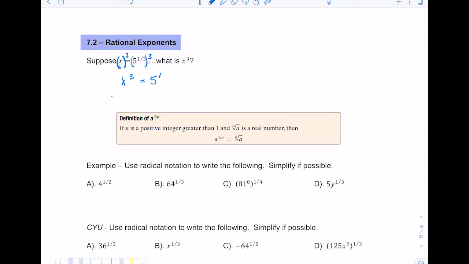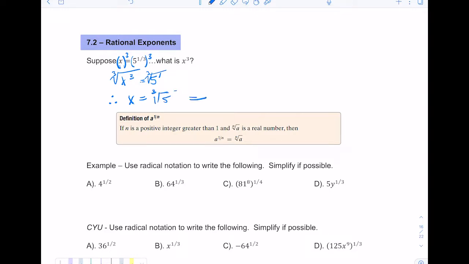So that means, therefore, x would equal what? If I want to solve for x, if I had this equation here, I would need to take the cubed root of both sides to undo a cube. And when I do that, I get x equals the cubed root of 5.